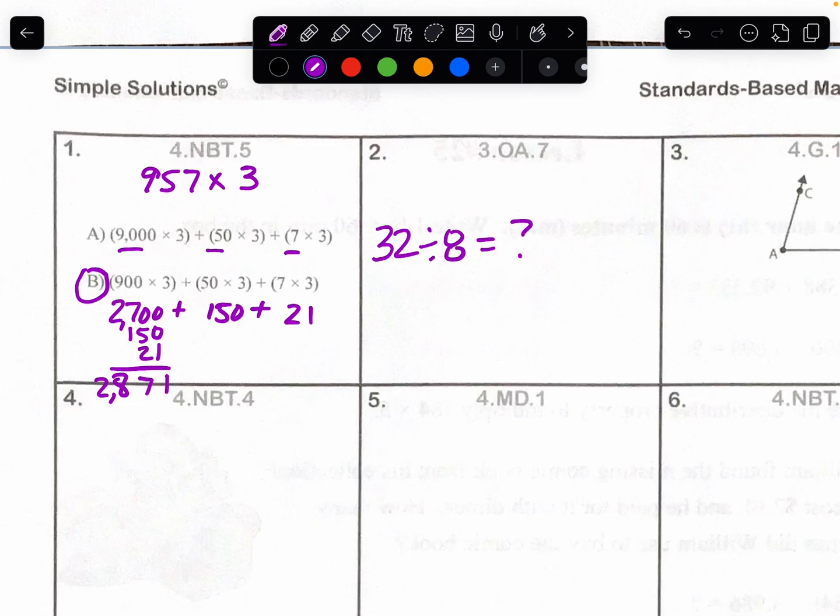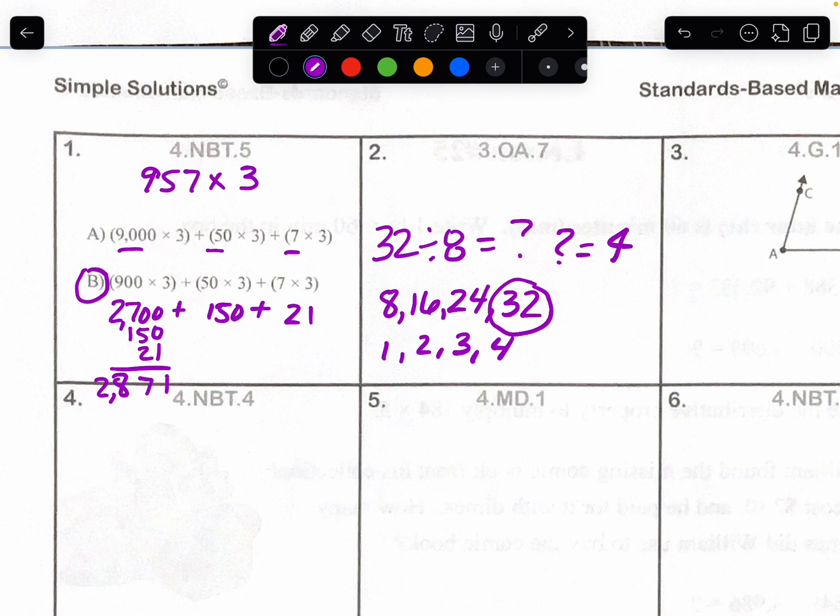Number 2 says 32 divided by 8 equals question mark. So remember here that 32 is your total number of circles, and you're trying to make groups of 8 until you get to 32. So the best way to do this is to skip count. So if we do 8 times 2 is 16. Our third group would be 24. Our fourth group would be 32. Now I can go ahead and stop because I got exactly 32, and that took 1, 2, 3, 4 eighths. So our question mark is 4.